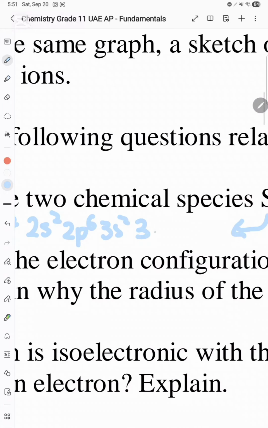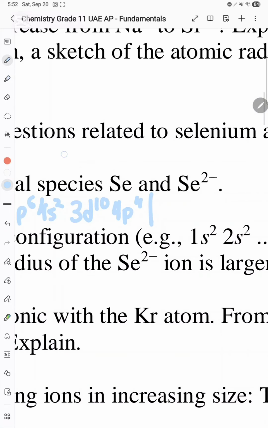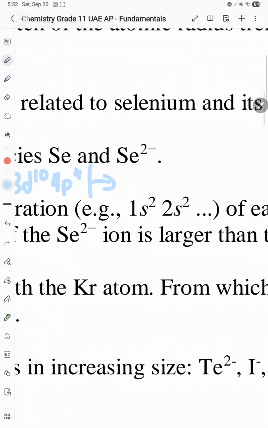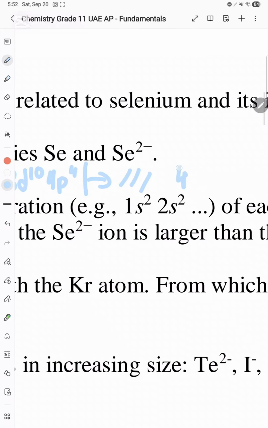4s2, 3d10, 4p. I said 34, yeah, 4p4. That's for selenium. And for Se2-, it's going to be the exact same, but 4p6. Okay? Now write the electronic configuration. We did that. Explain why the radius of Se2- is larger than the radius of the Se atom.